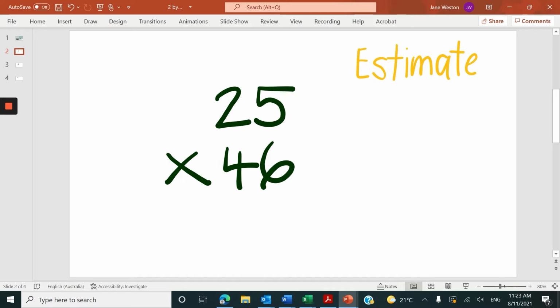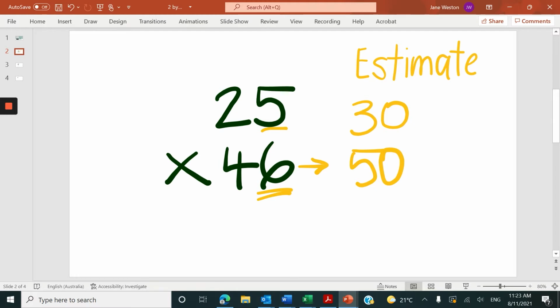Now, 25 is not an easy number to round. 46 is also pretty close to the middle, but if I round 46 up to the nearest 10, I've got a 6 here, so I'm going to round up. We'll do some talking about rounding another time, but when the number in that last column is 5 or bigger, and we're rounding to the nearest 10, then we round up. And same with 25, we'd actually be rounding that up as well.